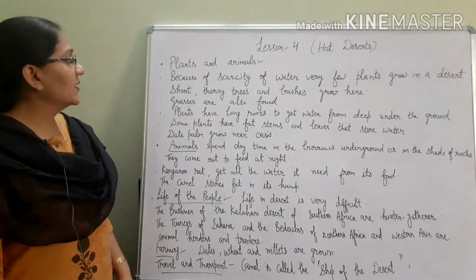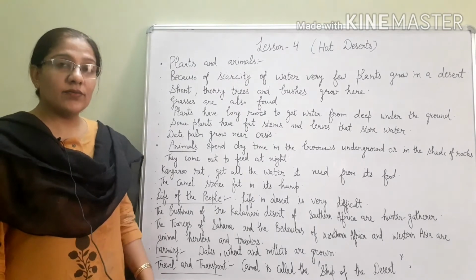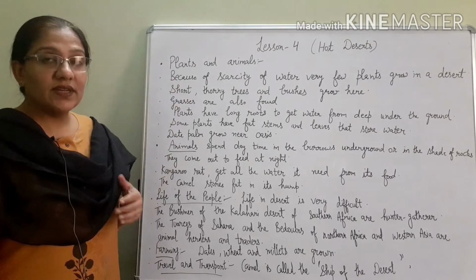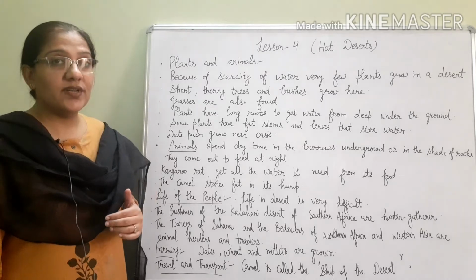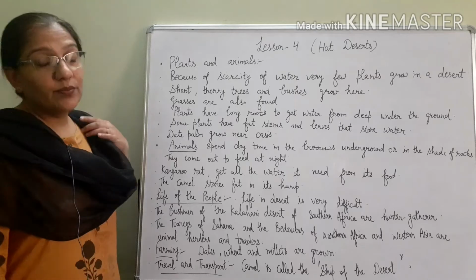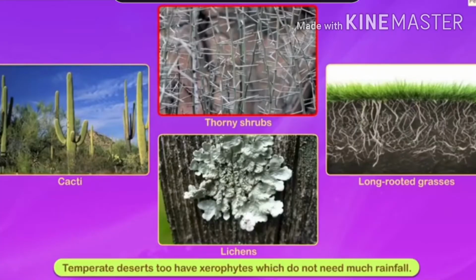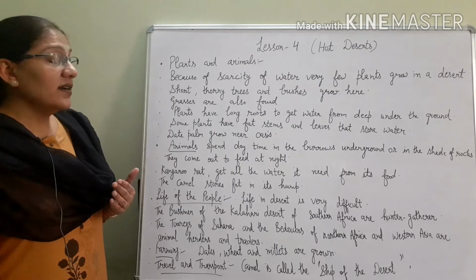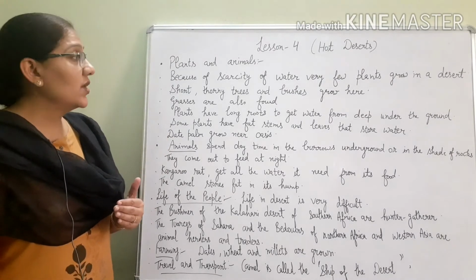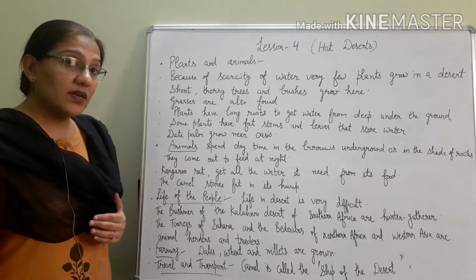Plants and animals. Which plants and animals, or what is the flora and fauna found in the desert? Because there is very little rainfall, because of the shortage of water, very few plants grow here. Only short thorny trees and bushes grow because they do not need much water, and small grasses are also found. The plants which grow here throughout the year have long roots to get water from deep under the ground.